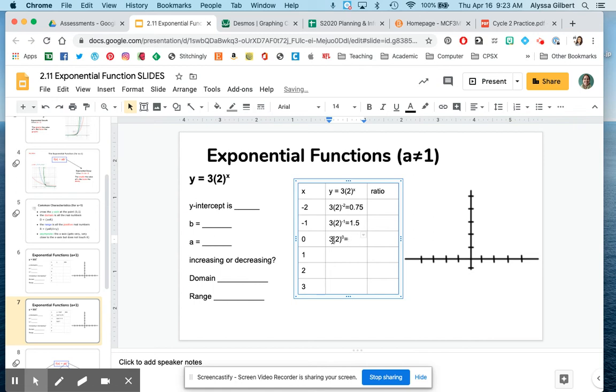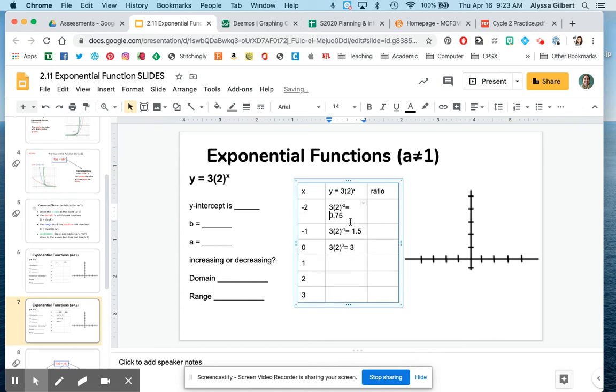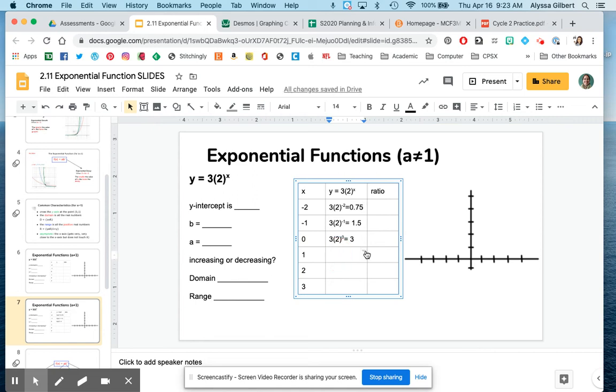So remember, anything to the 0 power is 1. So 3 times 1 is 3. Now you should start seeing a pattern here in our ratio, but we're going to finish this off. So 3 times 2 to the 1. 2 to the 1 is just 2, so 3 times 2 is 6.